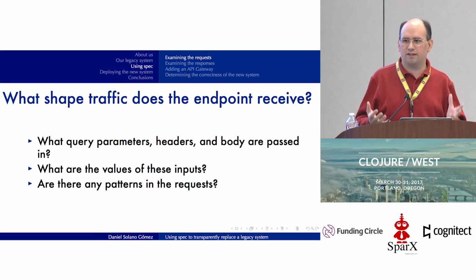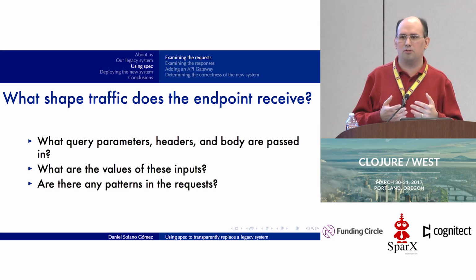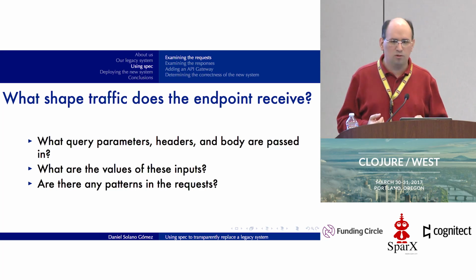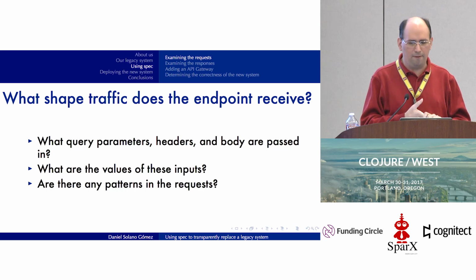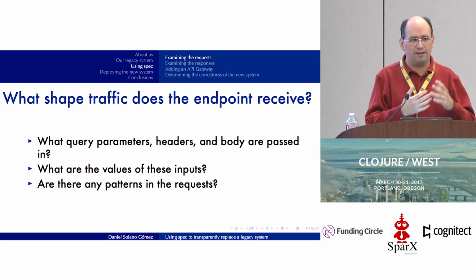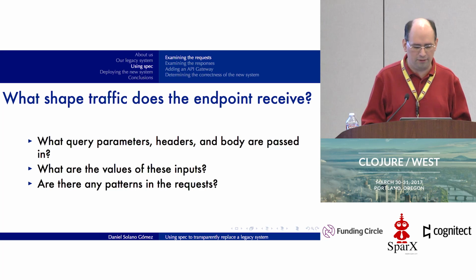The first step is dealing with the inputs. So the inputs in this case, we're dealing with a REST API. So it's things like the HTTP method, query parameters, headers, body. You want to kind of classify all these different inputs. What kind of values do they have? And are there any patterns in the requests that you need to be aware of or you'd like to exploit?